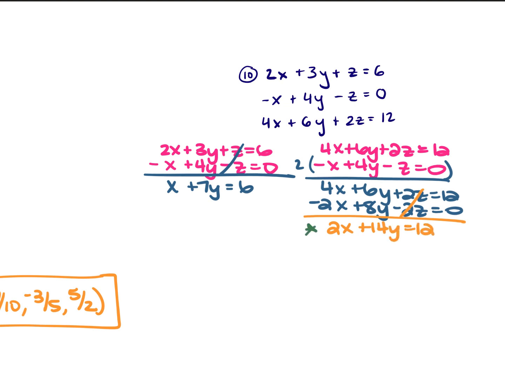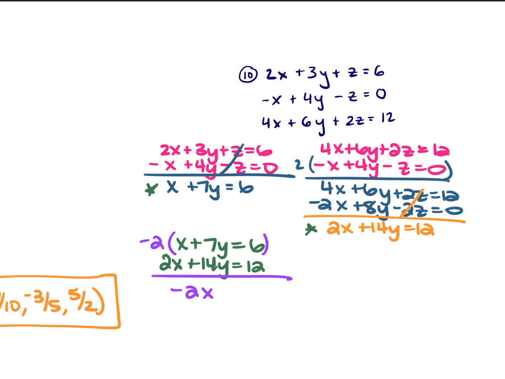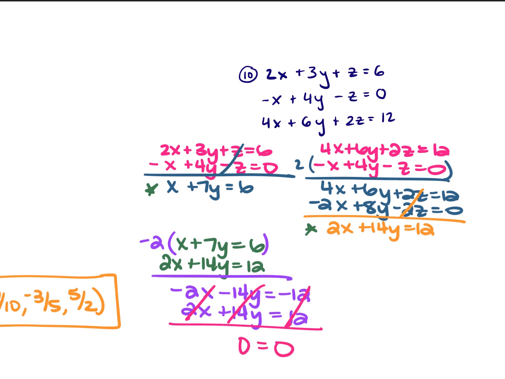You now have two new equations that you're going to work with. That's the x plus 7y is equal to 6, and the 2x plus 14y is equal to 12. We're going to eliminate those x's and multiply that top equation by negative 2. So it becomes negative 2x minus 14y is equal to negative 12. That bottom equation stays 2x plus 14y is equal to 12. You should see here that every single term that you have is opposites. So they all cancel out, which means you have 0 is equal to 0. This does not mean anything other than infinitely many solutions.